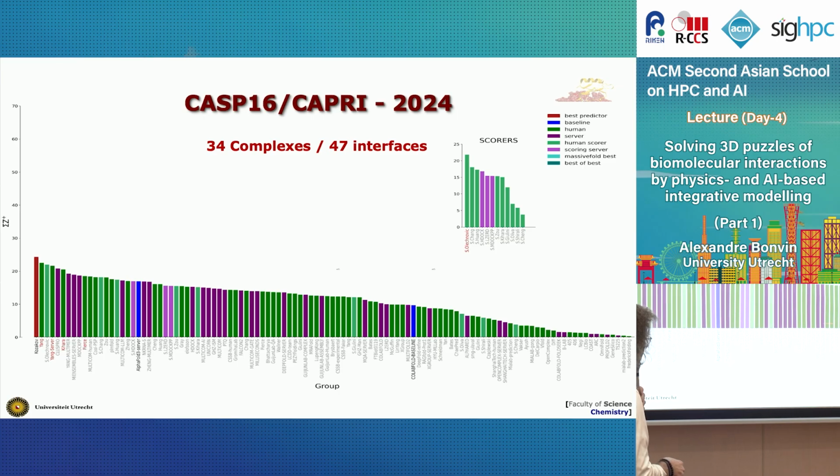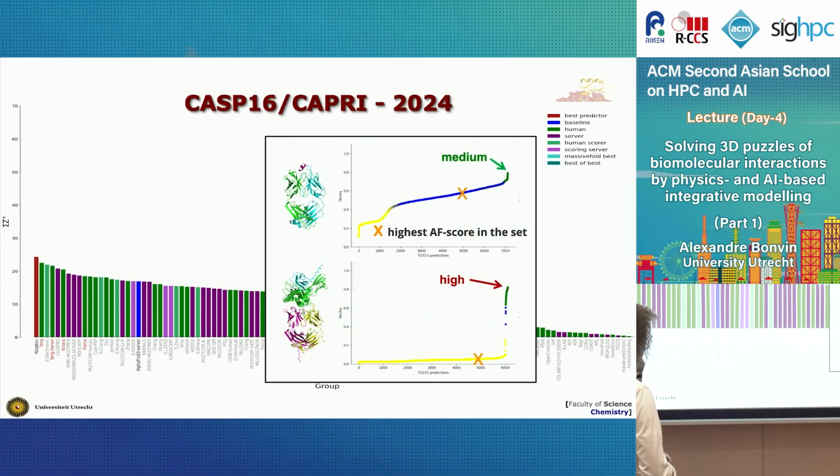So this is what you get from the submission. The best predictor is Kozakov. He's someone who's been doing docking for a long time, but he's now using AlphaFold for this. But there are some issues.